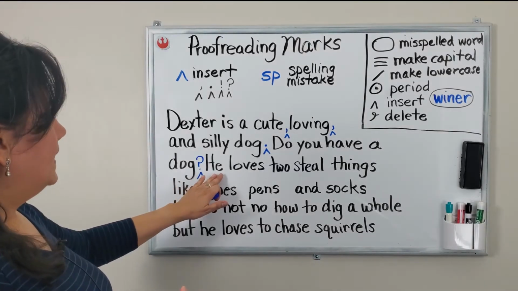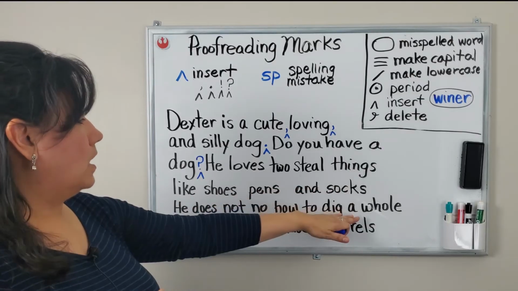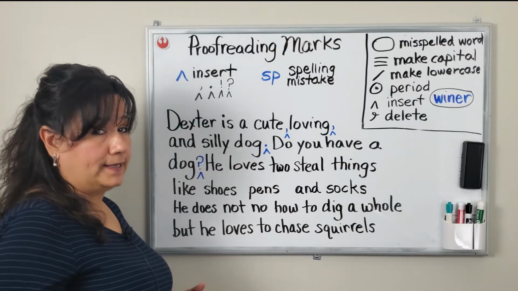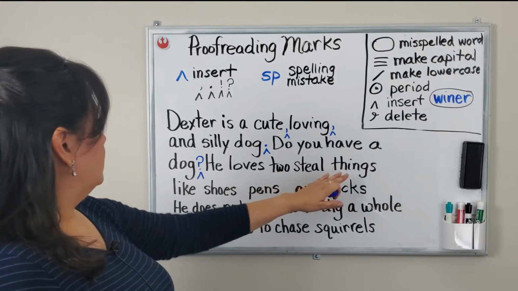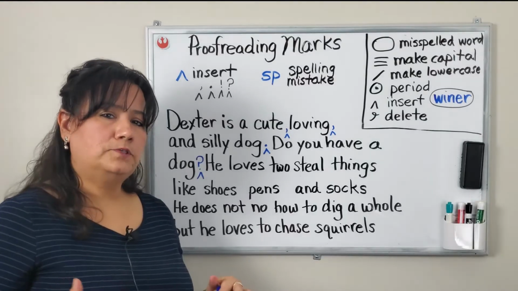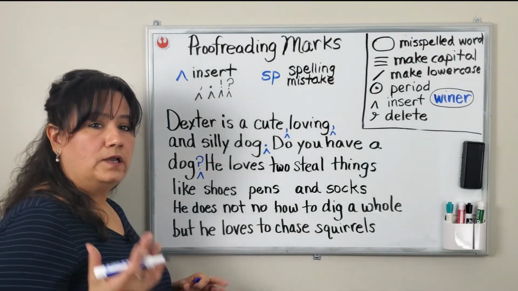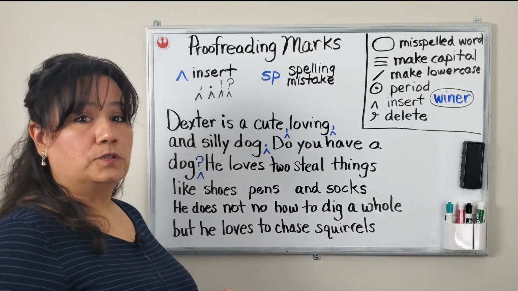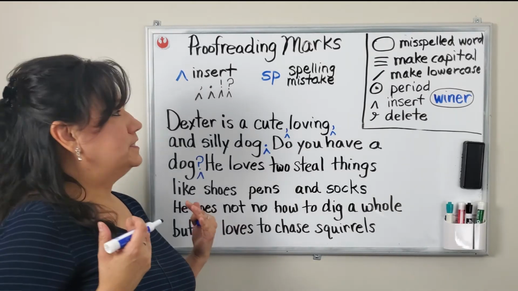The next sentence. He loves to steal things like shoes, pens, and socks. And it's true. Sometimes I can't find my shoes and he has them in his doggy bed. He loves to steal things like shoes, pens, and socks. See how sometimes you have to reread the sentence over and over, because that's when you're going to start looking with your teacher eyes, slowing it down so that you can catch those mistakes. Everything sounds fine, but remember, we're looking for spelling mistakes.